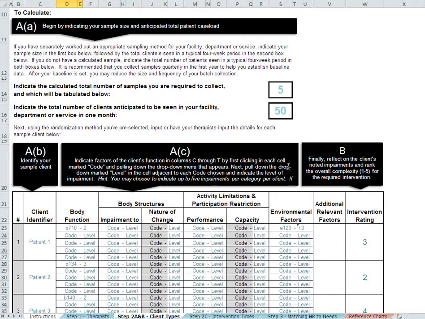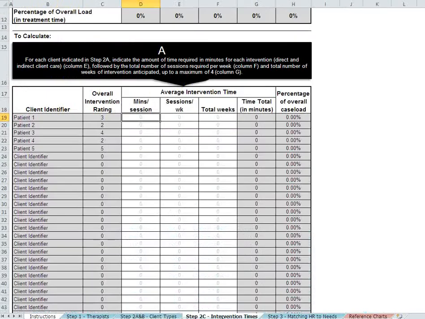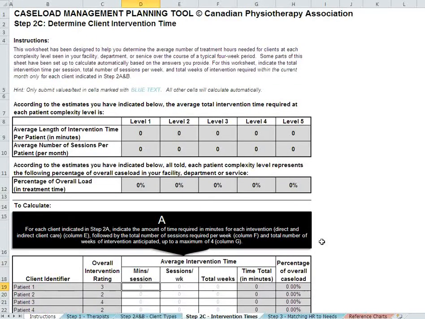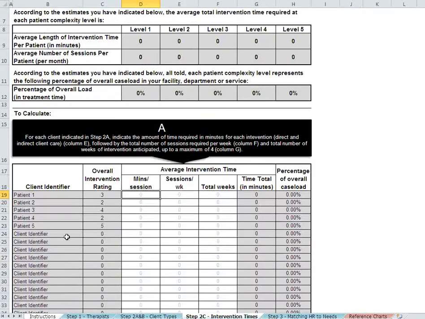What the therapist would do next is move on to step 2C, which is intervention times. And as you can see here, the patient identifiers, as well as the overall intervention ratings that we had inputted on the last worksheet, get carried over and populated into this table. So what the therapist would do next is begin to input information about the average intervention time.